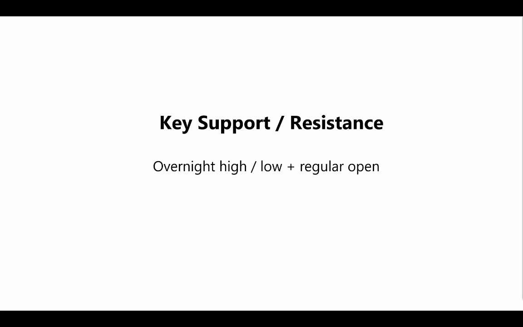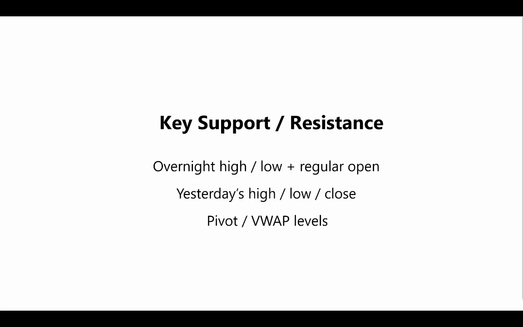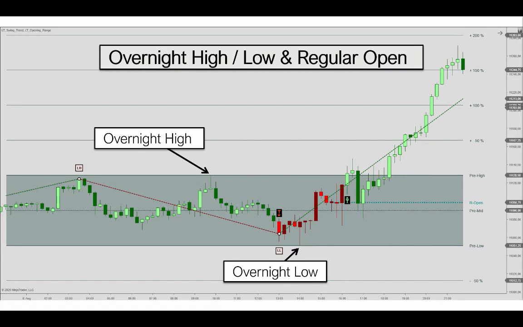Okay, next we'll talk about what to look out for with the support resistance levels. Of course, there are also many different methods to determine that. The most important ones are the overnight high, low, and regular open. Yesterday's high, low, and close, and also the pivot and VWAP levels are widely used. These are key support resistance levels that the majority of traders agree and execute on. We won't have time to go over all of those today, so we'll have a look at why the overnight high and low is a good starting point.